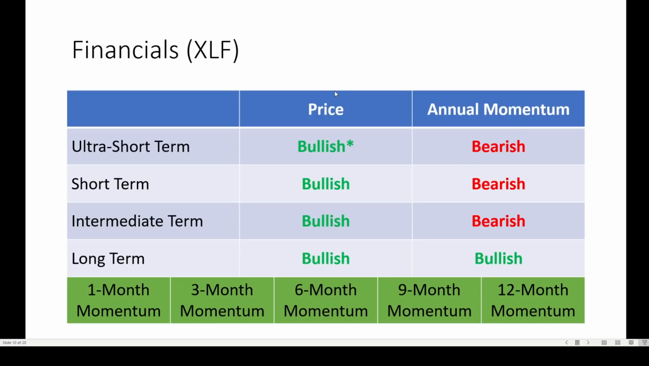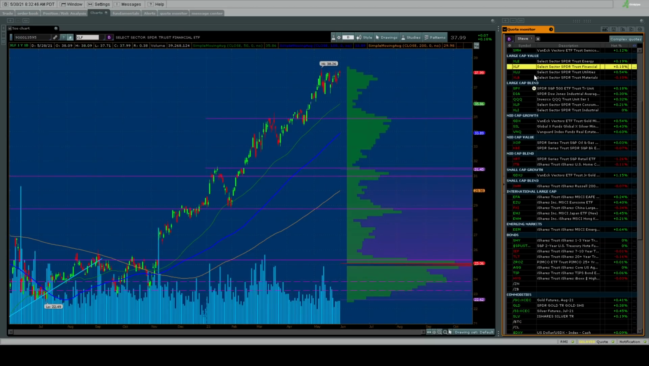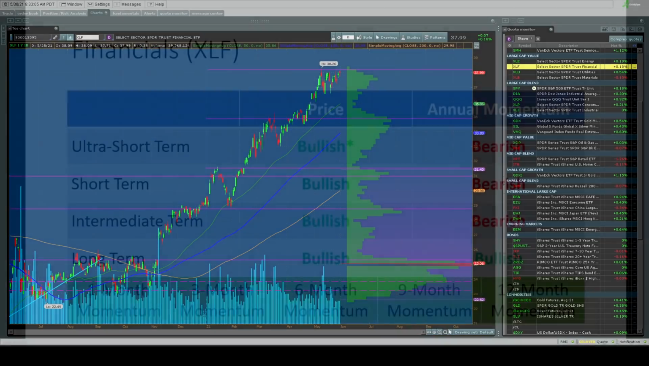Same with financials. Price bullish, annual momentum unchanged. And it's crazy to me that everyone thinks that banks are going to be making massive profits on their loan book when they're only making profits on trading. So here you see it climbing this 50-day moving average, way off of it, way off the other moving averages. You can tell there have been sellers up here. So let's move this line up here and say there is your overhead resistance, somewhere right at the all-time highs of XLF. That is wild.